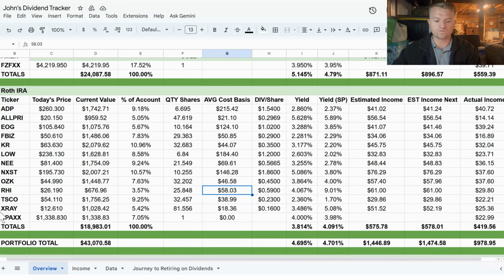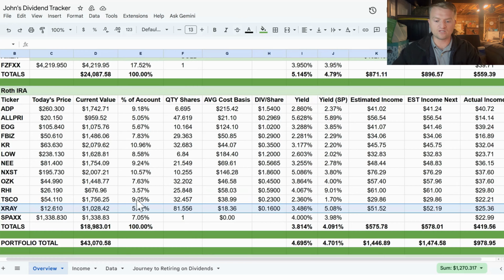Last but not least is X-Ray. This pretty much went bad on me as soon as I bought it. I bought it at the beginning of this year, and it went down in April during the tariff stuff and really hasn't bounced back yet. So that's a known one I've had that's been down.